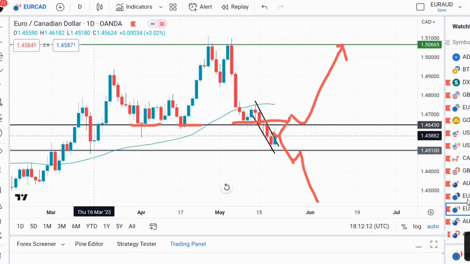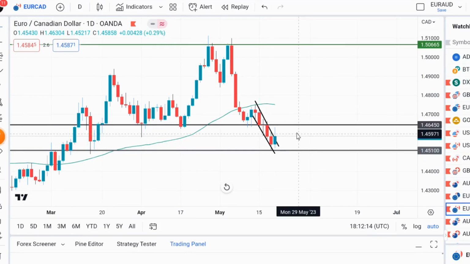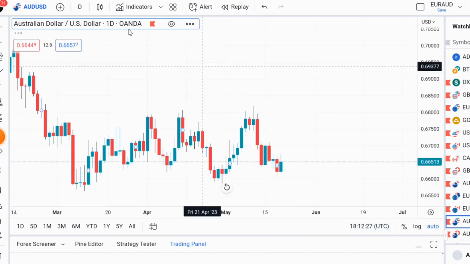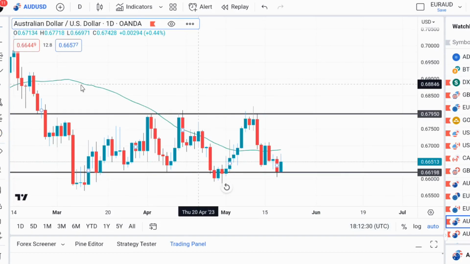But in everything, just wait for the Monday candle close. Maybe it will close above this particular level right there, or it will close below this particular level right there, before you make your decision. So the next pair we want to check is the AUD USD.